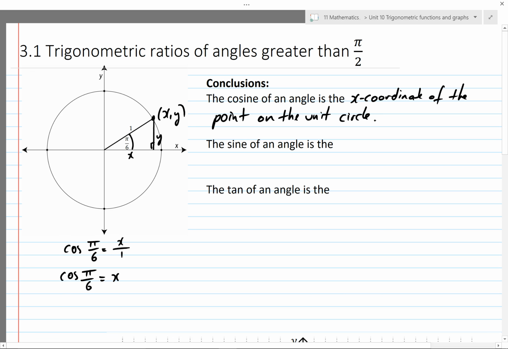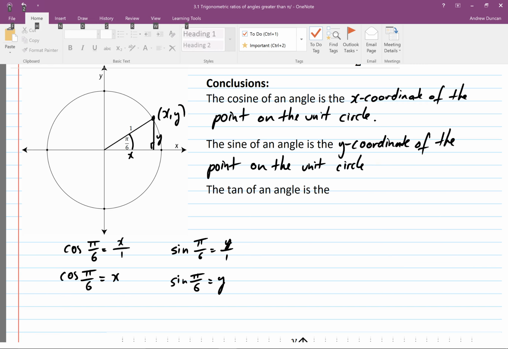That's it. I'll try to do a similar thing with sine. What's sine of pi on 6? Well, from the point of view of pi on 6, opposite is y, hypotenuse is 1, dividing by 1 gets rid of that. So I can do the same thing for sine. Pretty easy so far.